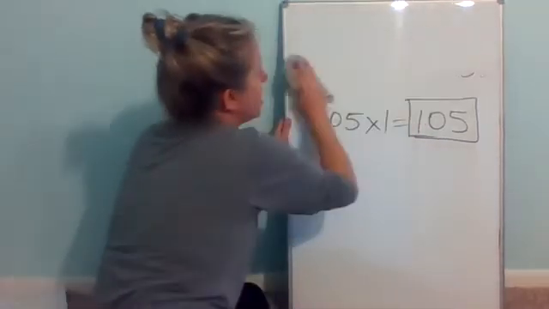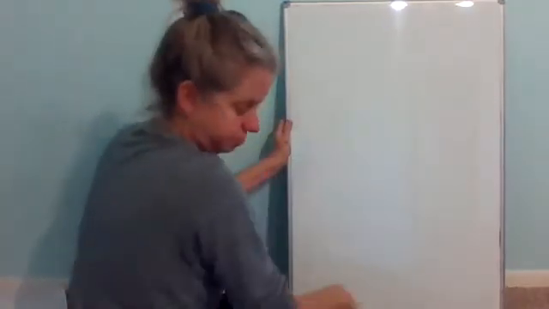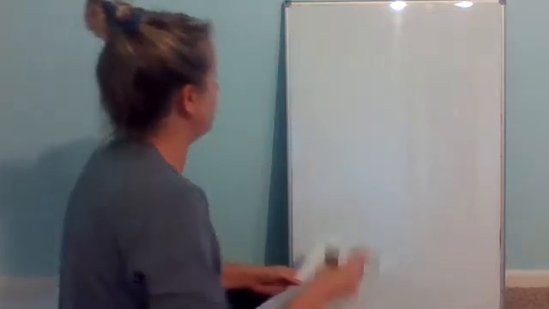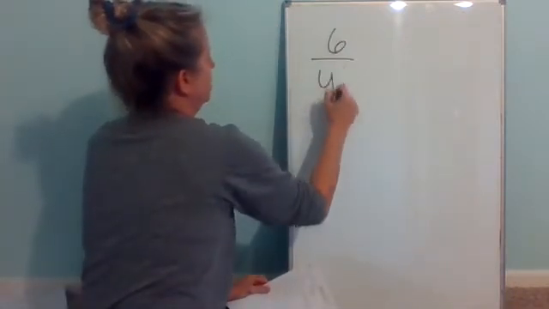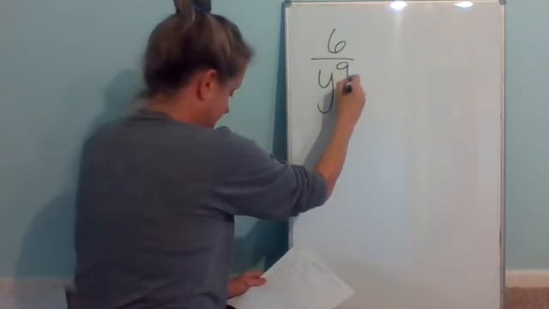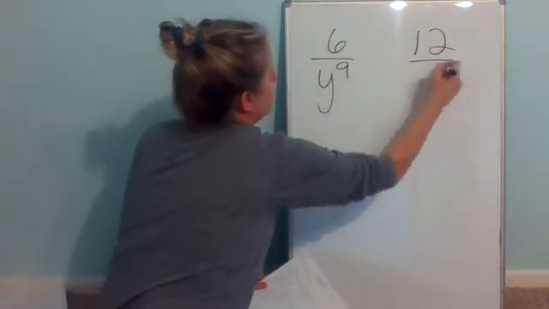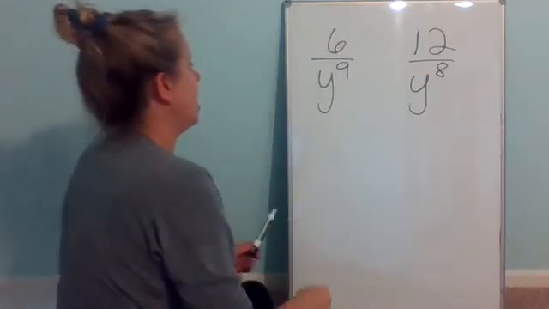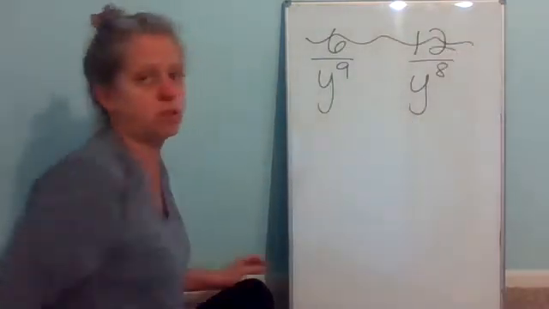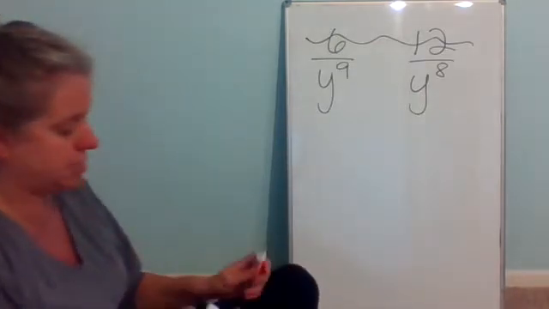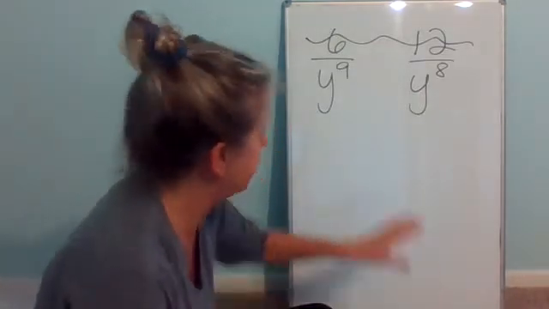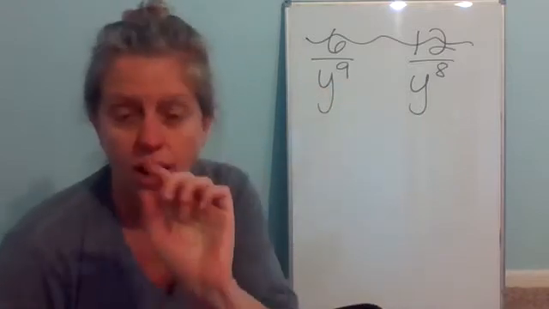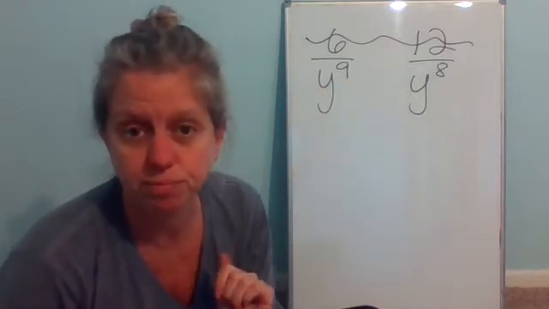When we get into number 3, I've got 6 over, something new, y to the 9th, and 12 over y to the 8th. So again, finding least common denominators, which means I don't care about the tops. But this time, I have got a letter that has an exponent. Y'all, I've got the best shortcut ever.